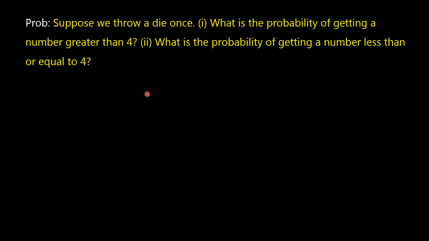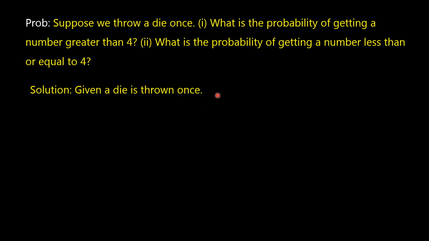Let's see one more problem. Suppose we throw a die once. We discussed this type of problem earlier. We throw a die once. What is the probability of getting a number greater than 4? A number greater than 4. And what is the probability of getting a number less than or equal to 4? Less than or equal to 4.